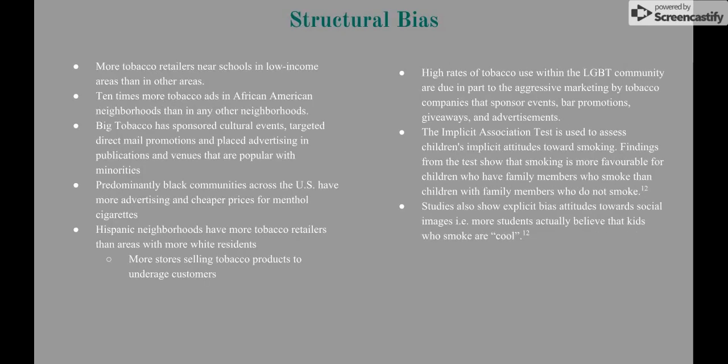Structural bias. Structural bias can be seen in low income as well as in minority populations. There are more tobacco retailers near schools in low income areas than in other areas. The most important thing in the structural bias is implicit bias. The implicit association test is used to assess children's implicit attitude towards smoking. Findings from the test show that smoking is more favorable for children who have family members who smoke than children with family members who do not smoke.